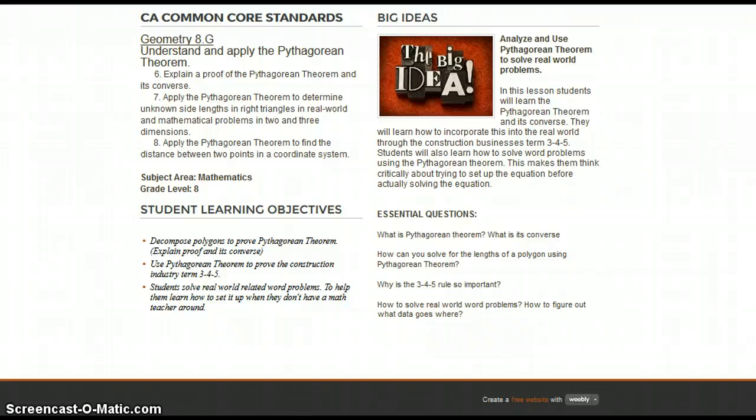To the right we have the big ideas, which include our essential questions. What is Pythagorean theorem? What is the converse? How can you solve for the lengths of a polygon using Pythagorean theorem? Why is 3, 4, 5 rule so important? And how do we solve real-world problems? Where does the data given go?